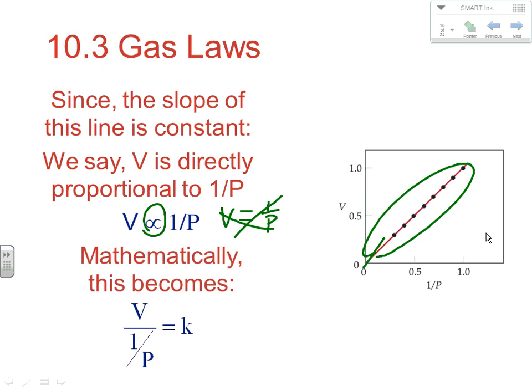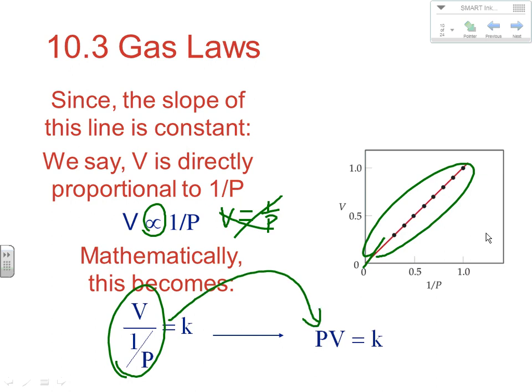Now mathematically, that statement becomes this. If volume is proportional to the inverse of pressure, then the volume over the inverse of pressure equals a K. K universally in math class means a constant. So the volume divided by the inverse pressure is always going to equal the same number. So if we resolve this expression and simplify it, that becomes this: the pressure times the volume of any gas equals a constant.